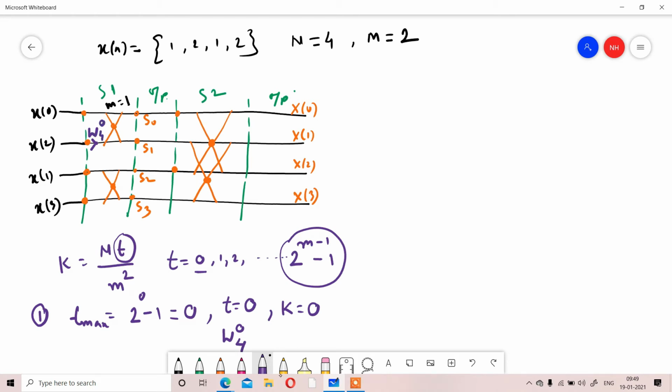For this set, again a new set of butterfly you are getting here, so this will also be W4 to the power 0. So that is for the first stage.